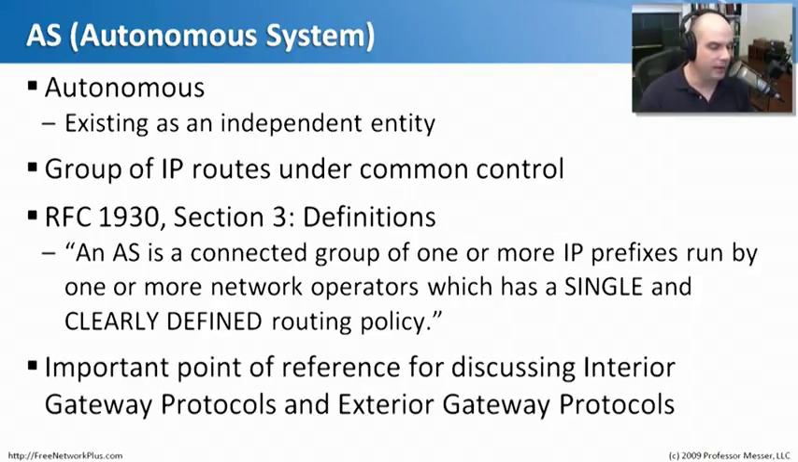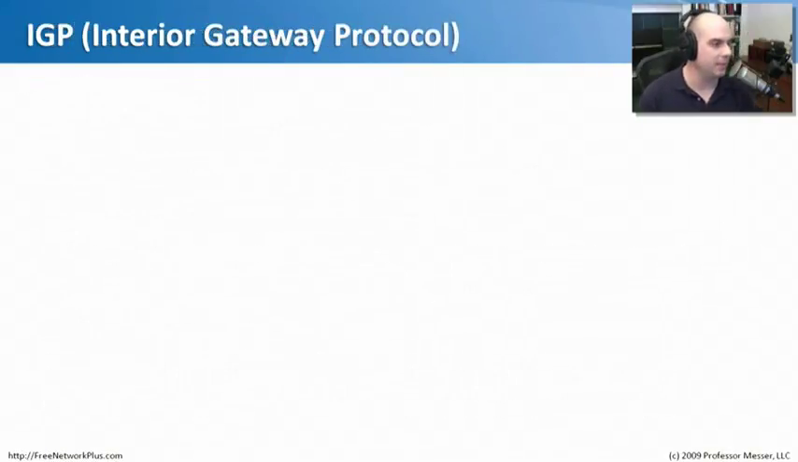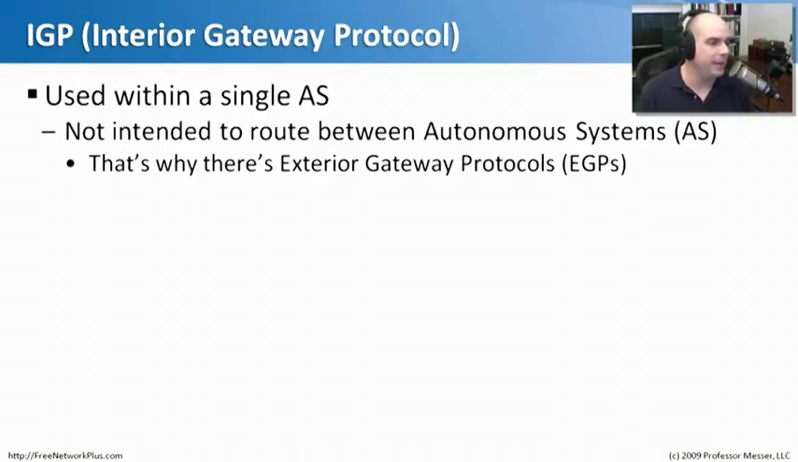An important point of reference for what we're about to talk about: interior gateway protocols and exterior gateway protocols make use of this concept of autonomous systems. So keep that in mind as we go through these next couple of slides. We'll start with Interior Gateway Protocol. An IGP is used within a single autonomous system.